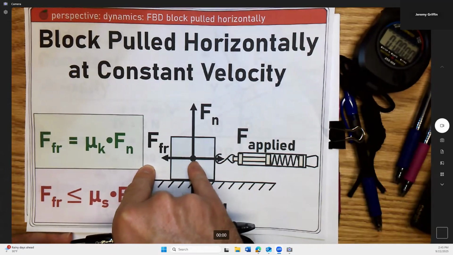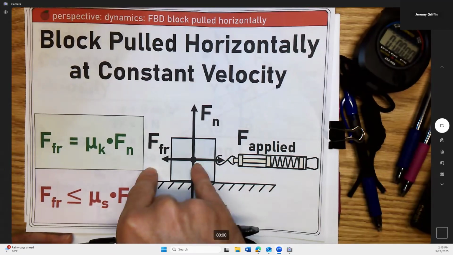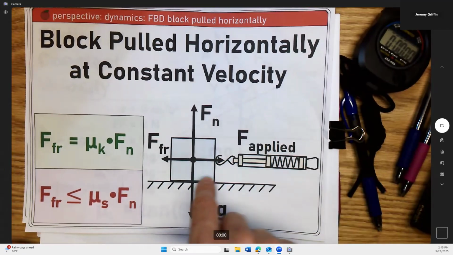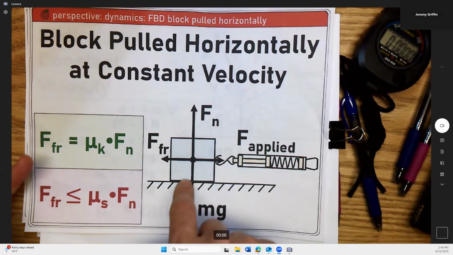What, 1 newton, right? Yeah, because if this is 1 newton and this is 1 newton, see how they're canceling out horizontally, right? Okay, all right. Which means that whatever the spring scale is showing also represents the friction force.